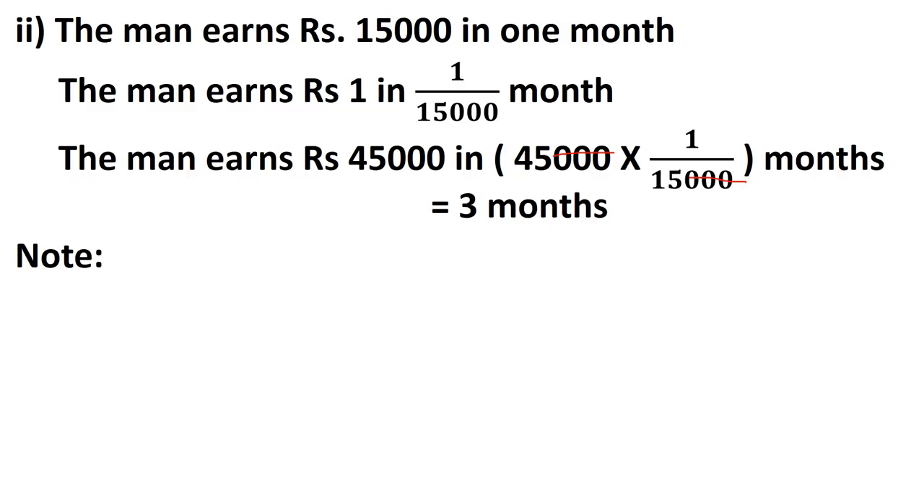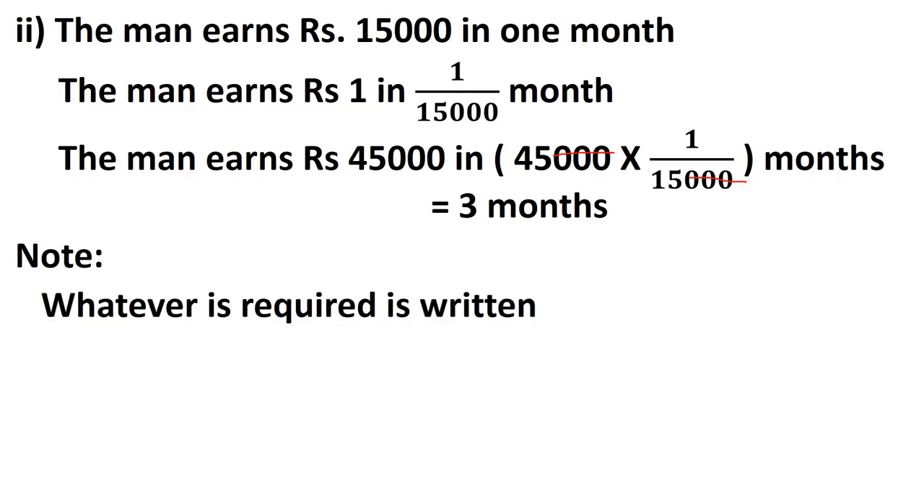Note that whatever is required, whatever we have to find out, that is written on the right hand side. This is very important in this unitary method chapter. Whether you are finding the month or earning or cost, whatever is required, that you need to keep on the right hand side.